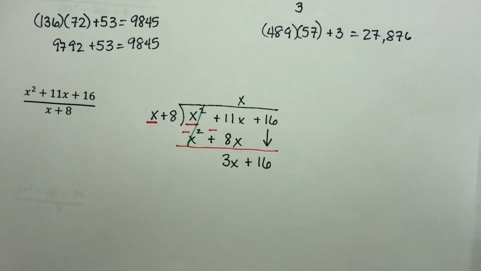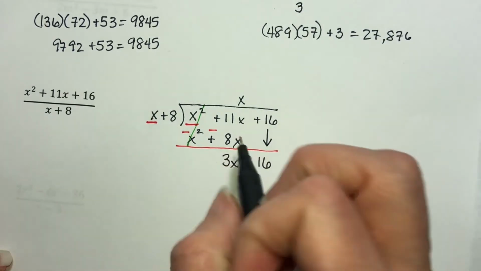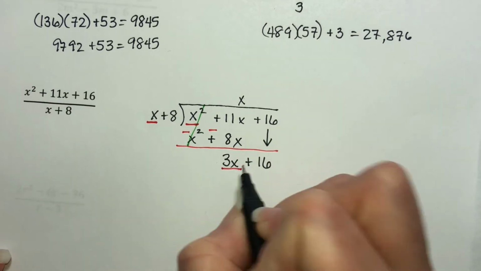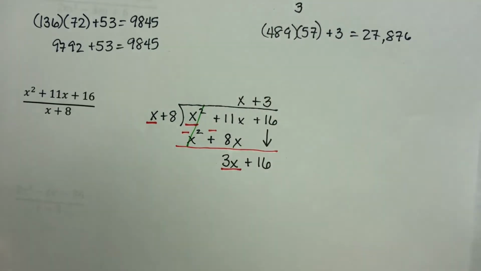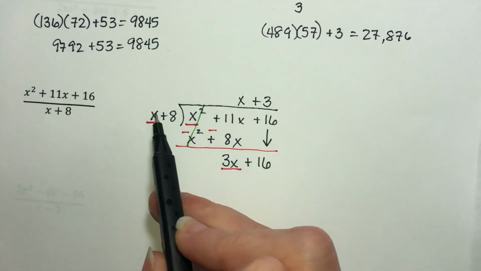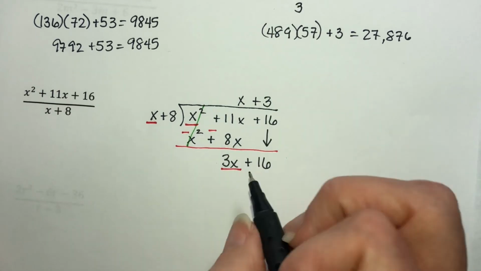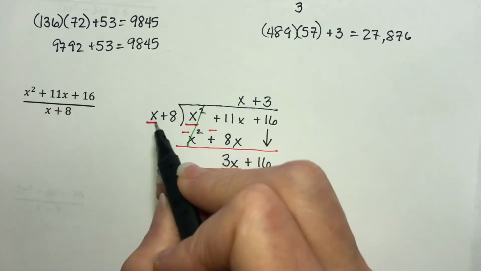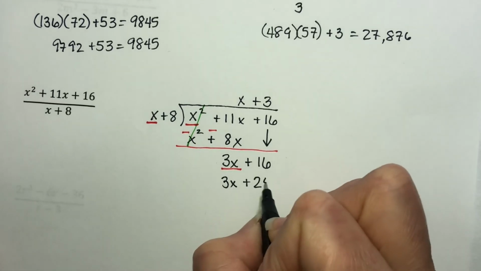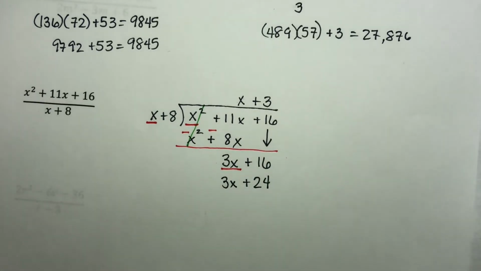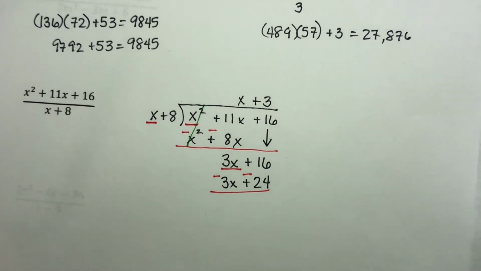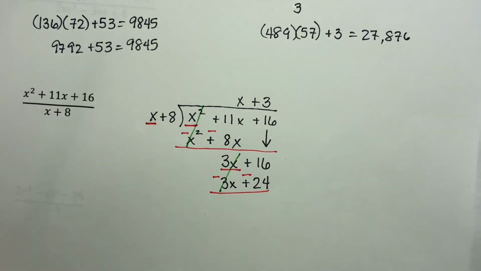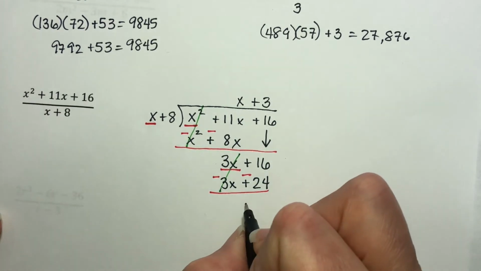Okay. Now we repeat the process. What do I have to multiply x by to get a 3x? Well, that needs to be multiplied by a positive 3. So we take this 3 and we distribute it through here. 3 times x is 3x. 3 times 8 is a positive 24. Now we need to subtract, so we change each sign. Your first term should cancel out. We have 16 minus 24, which is a negative 8.